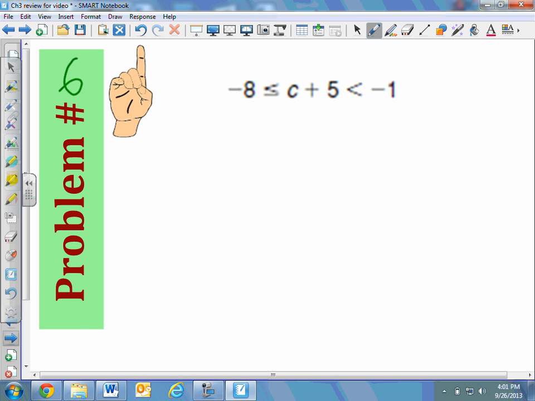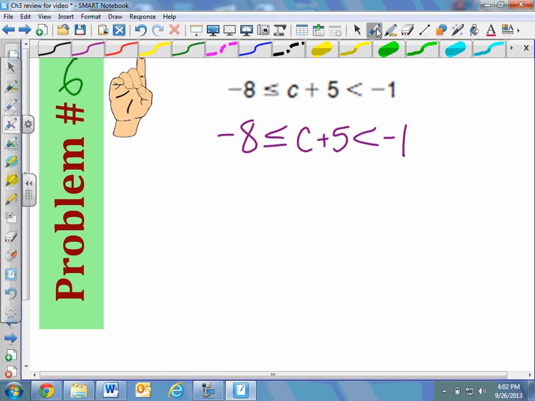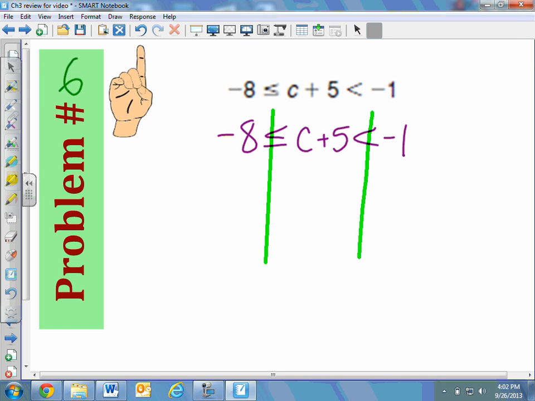Problem 6. Okay, got inequality. Looks like this is an and problem. I can tell already because it has no word. There's no or up there basically. Let me rewrite this problem just so it's a little bit more clear. It looks a little blurry. Okay, so there's your problem. I'm going to solve this. Remember what I'm going to do here first, guys? I'm going to draw 2 lines down the inequality sign because I like to make sure that I'm doing everything on all 3 sides here.